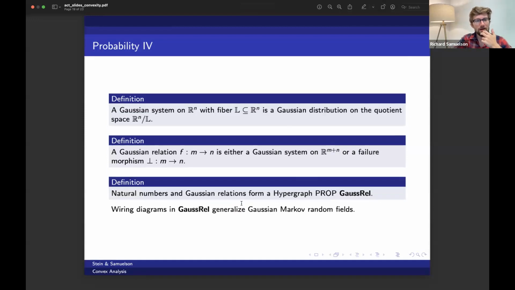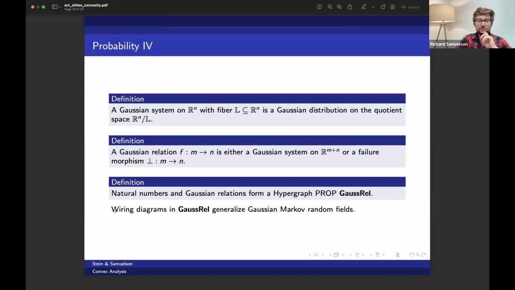So that's cool. Maybe even weirder, there's this category of what we call Gaussian systems. A Gaussian system on Rn is this kind of strange thing. A Gaussian system on Rn with fiber L, which is a subspace, is a Gaussian distribution on the quotient space, Rn divided by L. A Gaussian relation from n to n is either a Gaussian system on the product space or something we call a failure morphism, and write with the bottom symbol. Natural numbers and Gaussian relations form a hypergraph category, which we call Gauss-Rel.